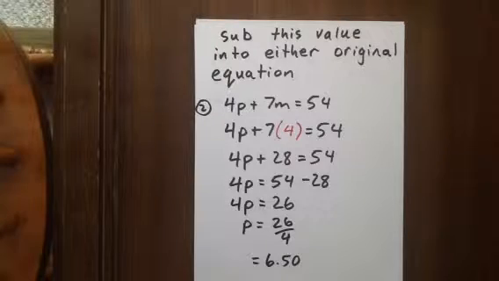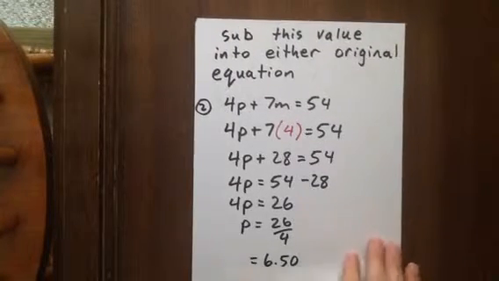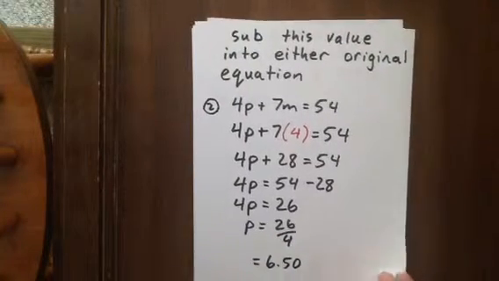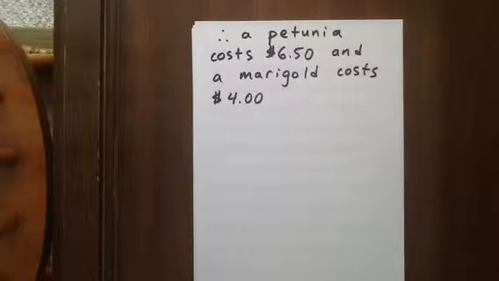Now we're going to use the 2 decimal places here because we're talking about money. And since m was 4 and p is 6.50, we can say a petunia costs $6.50 and a marigold costs $4.